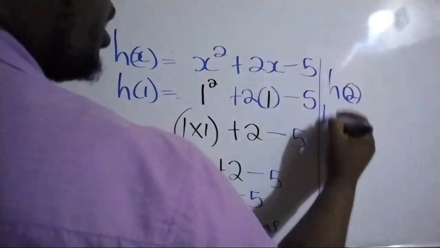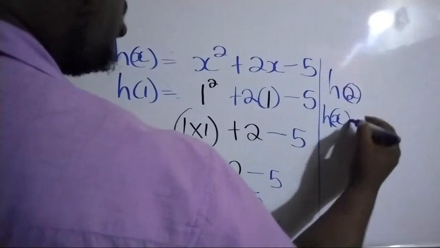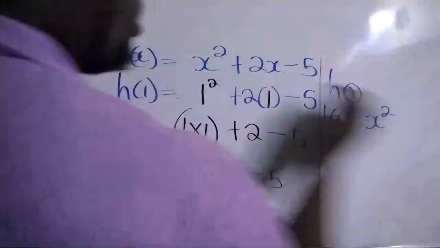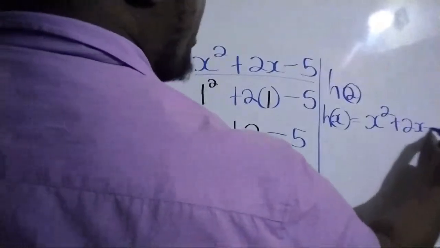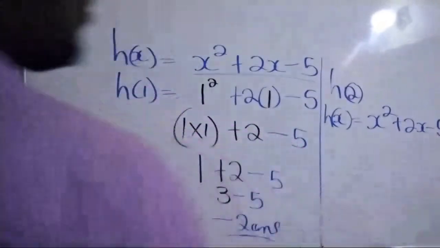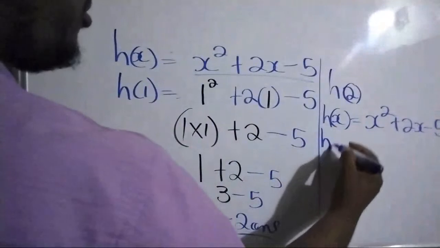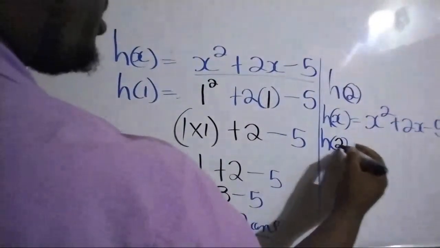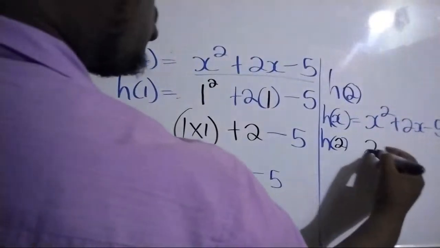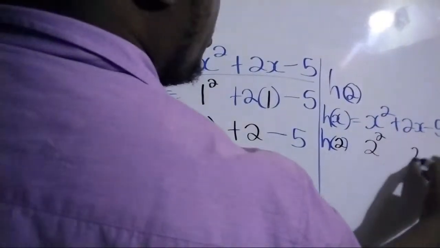So we know that h of x is equal to x squared plus 2x minus 5. So write back this equation right here. We know that. That was given, right? Now we're going to replace it with 2. So anywhere we see x, we're going to put 2. So let's just go. So we have 2 squared.